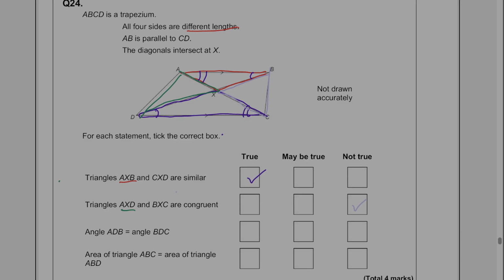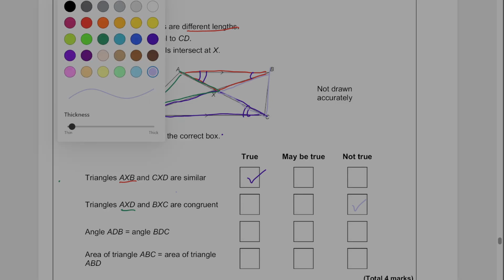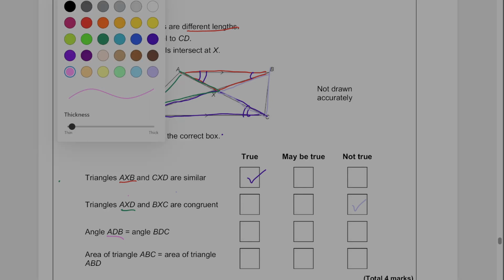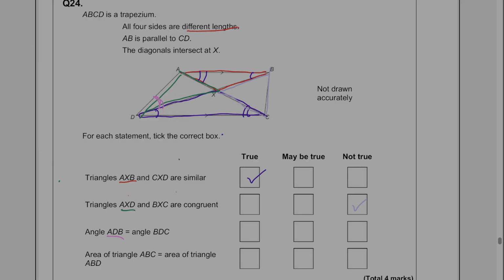Angle ADB, so we're in our colours now. ADB, so that angle there is equal to BDC. So that one is definitely not true. Could it be true? It could only be true if we've got equal sides, so that one's definitely not true.